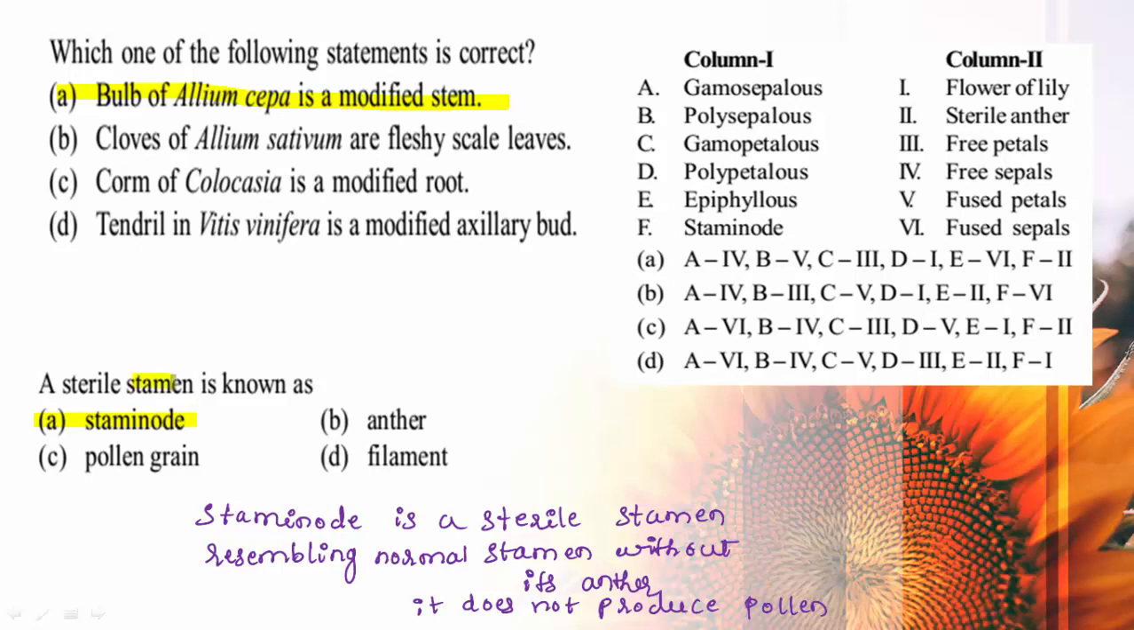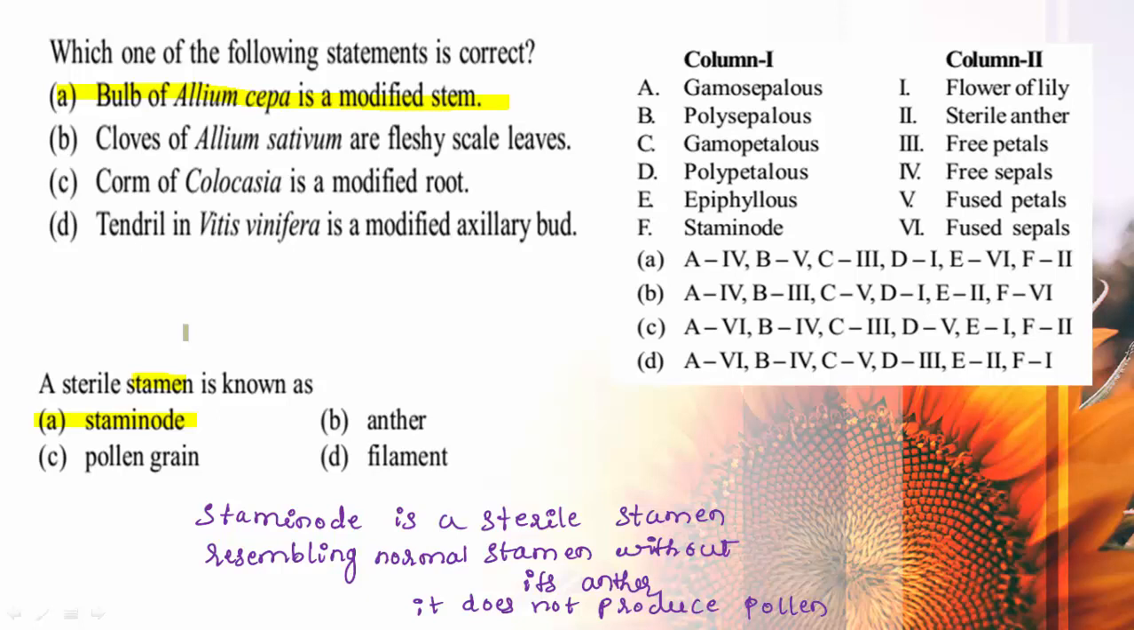What is the function of stamen? Stamen is part of androecium, and stamen contains anther in which the male gametophyte called pollen grains are produced. But in case of sterile stamen, there is no production of pollen grain because staminode is sterile stamen. It resembles the normal stamen, but it does not contain the anther and does not produce the pollen grain. When anther is absent, there is no question of production of the pollen grains. Therefore, it is called sterile, and sterile stamen is called staminode.